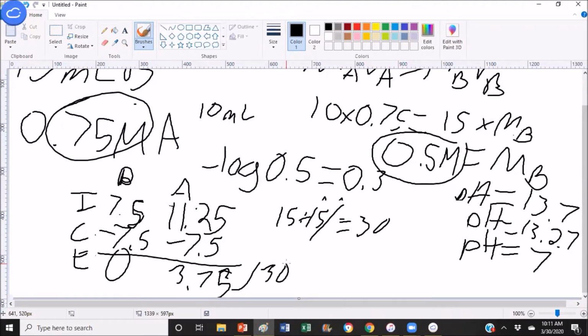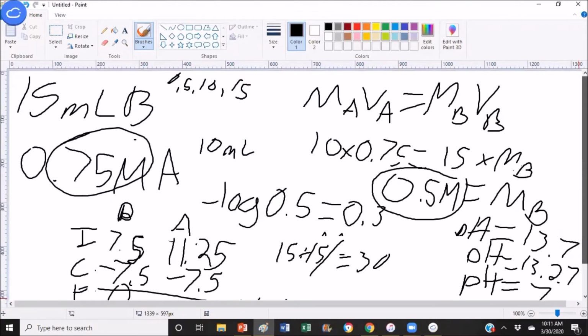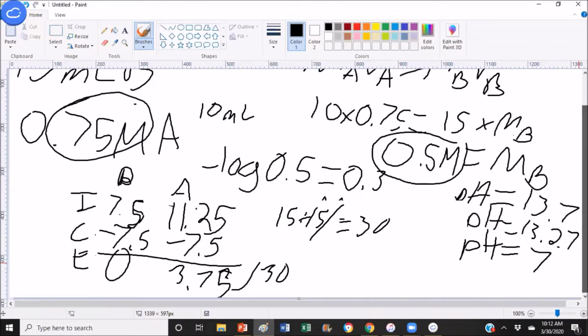Where you get the 15 from? So 15 is how much acid I've added, and 15 mil of base is the original amount of base we started with. Okay. So it's the volume of acid I added to the volume of base that was originally in solution. Okay. So with that in mind, the molarity is 0.125. The negative log of that is 0.9.